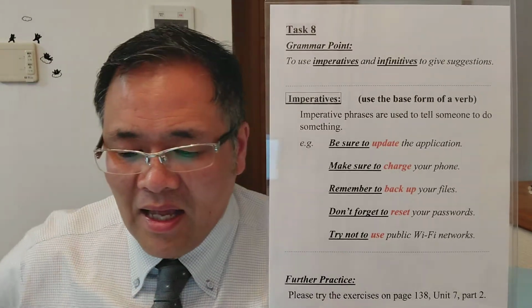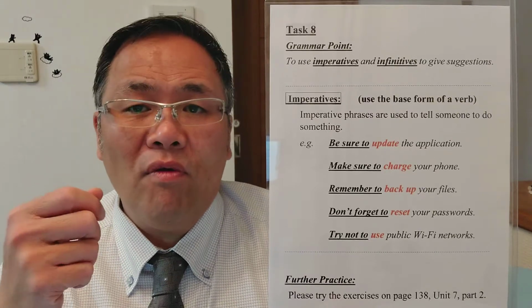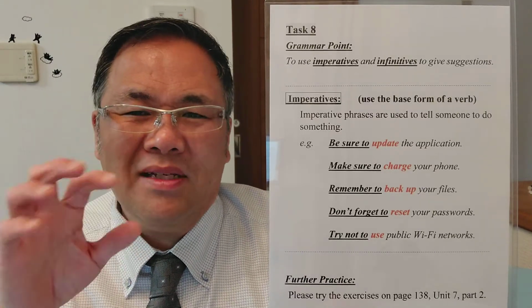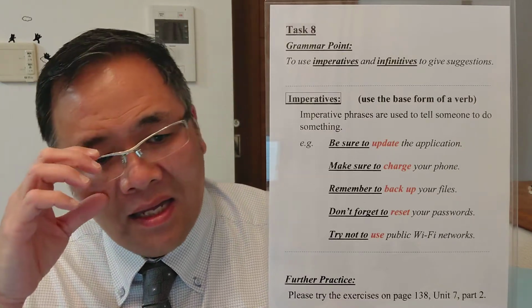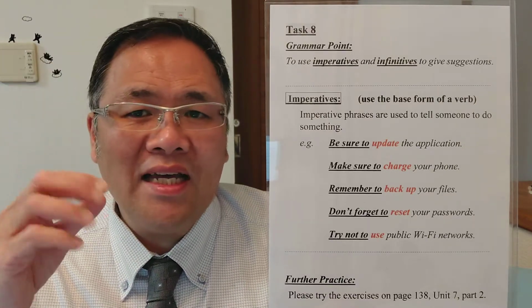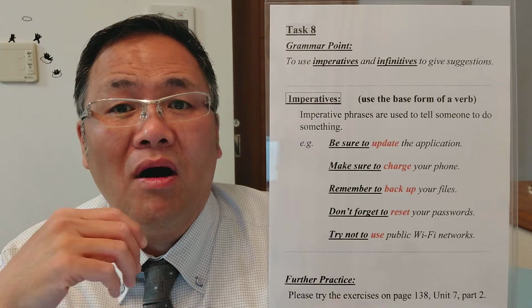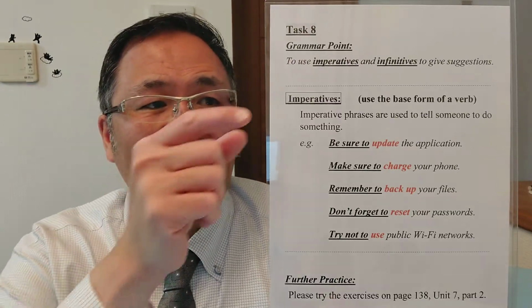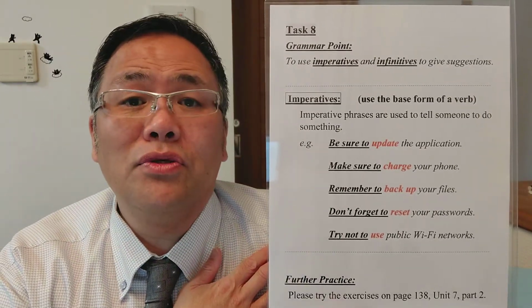When you use imperatives, you use the base form of a verb. Now, the base form is basically the simple form. So, for example, you have eat or drink. You don't use ing or ed. So, we call it the base form or the simple form of a verb. Imperative phrases are used to tell someone to do something.